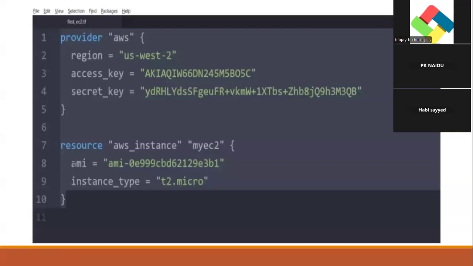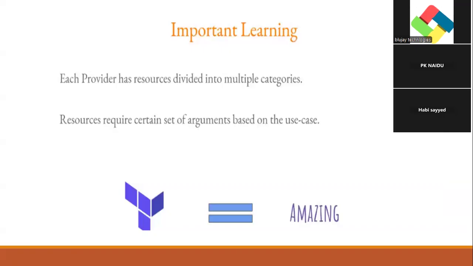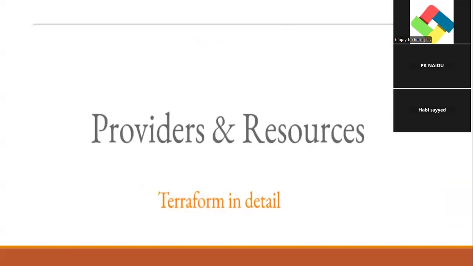This instance, AWS_instance, requires some arguments. What are those? AMI and the instance type are the arguments. Important learning: each provider has resources divided into multiple categories. Resources require a certain set of arguments based on the use case.